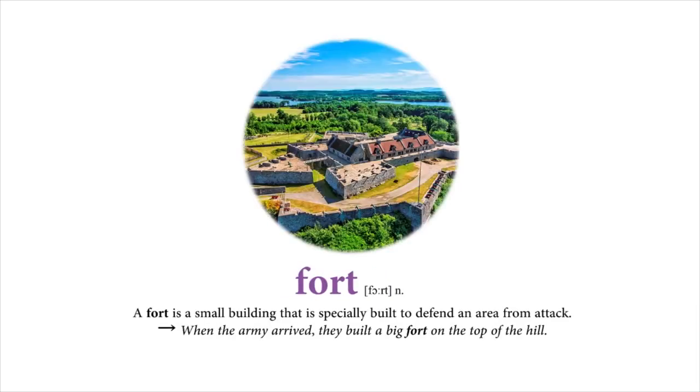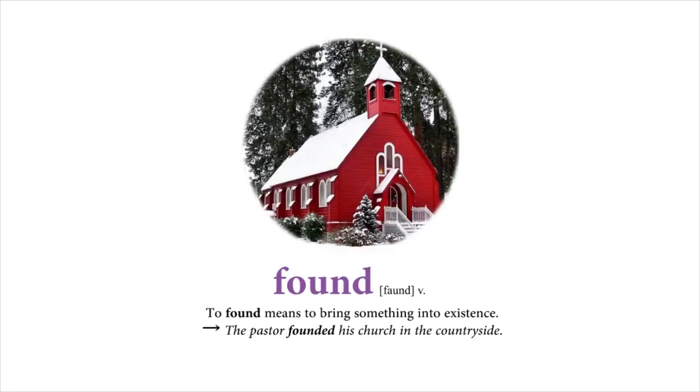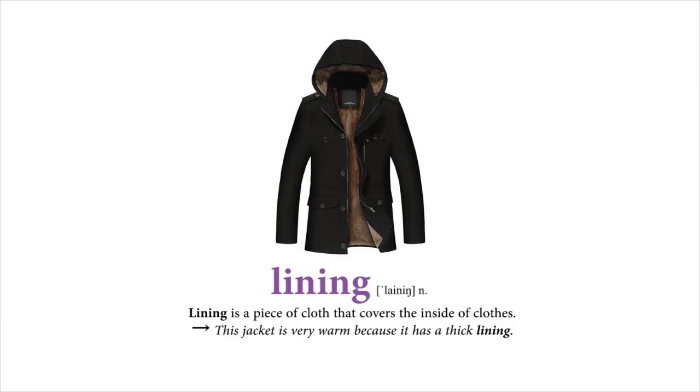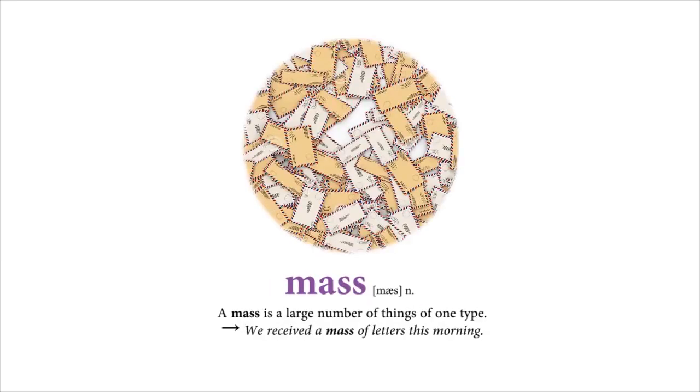Fort. A fort is a small building that is specially built to defend an area from attack. When the army arrived, they built a big fort on the top of the hill. Found. To found means to bring something into existence. The pastor founded his church in the countryside. Lining. Lining is a piece of cloth that covers the inside of clothes. This jacket is very warm because it has a thick lining. Mass. A mass is a large number of things of one type. We received a mass of letters this morning.